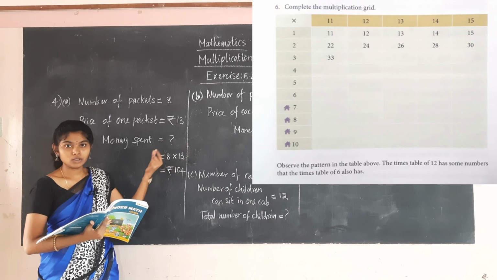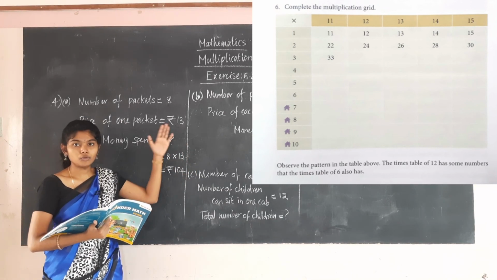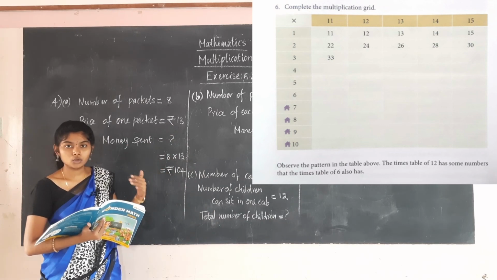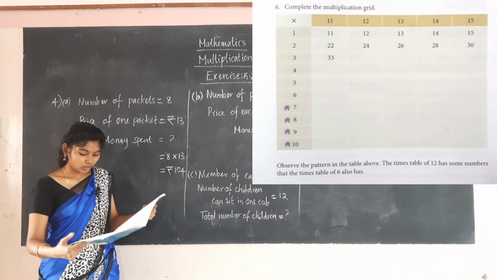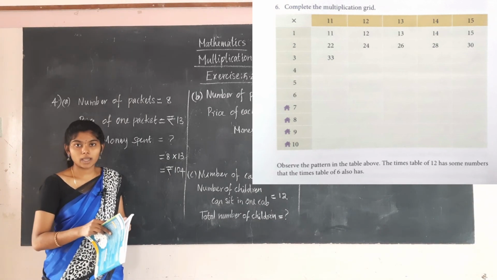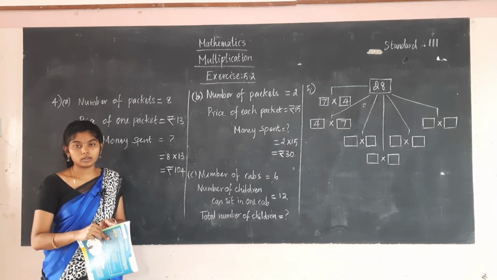1 11 is 11, 2 11s are 22, 3 11s are 33. So likewise you are going to fill all of it. You first learn the tables from 11 to 15. Then you fill this one. So that's all. Today we have seen the multiplication tables from 11. These are the questions I have given as homework for you. Do that one. Thank you students.